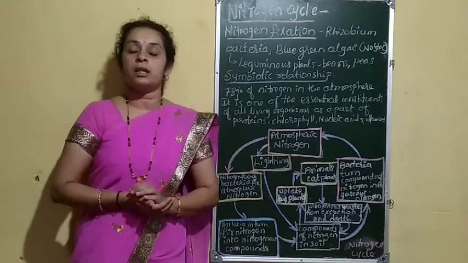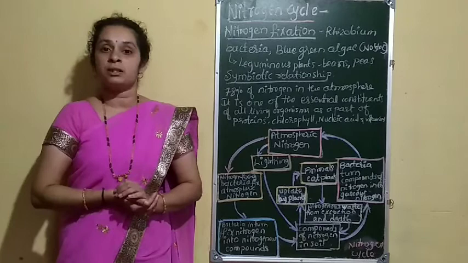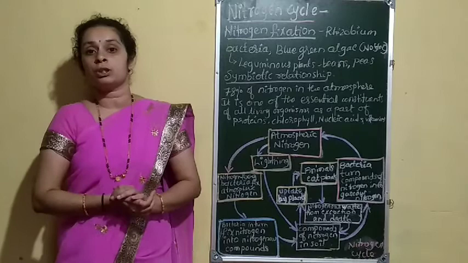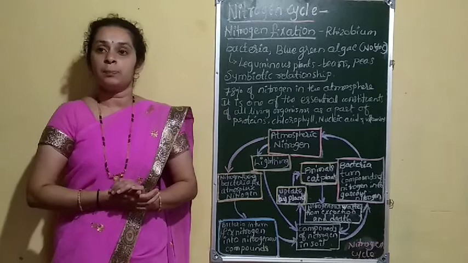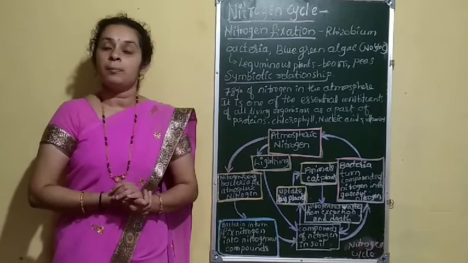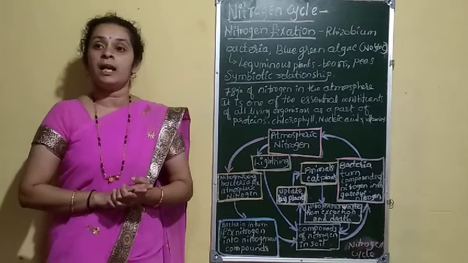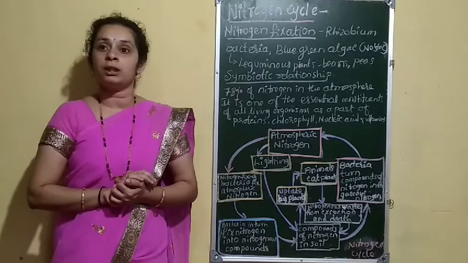You know that plants and animals cannot use the gaseous forms of nitrogen present in the atmosphere directly. These gaseous forms of nitrogen should be converted into usable forms of nitrogen. That process is called nitrogen fixation. That can be done with the help of some microorganisms, bacteria as well as blue-green algae. Rhizobium bacteria and blue-green algae, that is called Nostoc, are involved in nitrogen fixation. That's why they are commonly called nitrogen fixers.